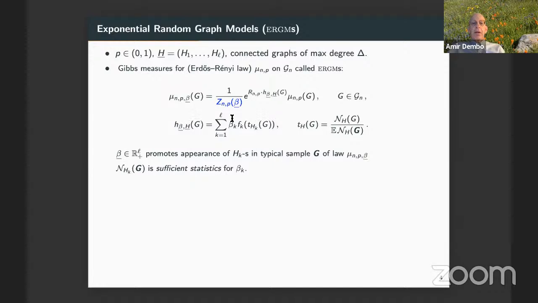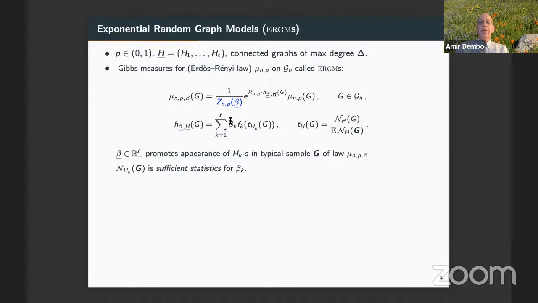The sign of the value of beta dictates whether we are trying to achieve more appearances of our copies or fewer appearances. That is like ferromagnetic and anti-ferromagnetic models in statistical physics. And we will be considering throughout the talk only the ferromagnetic case, that is, all our parameters beta_k will be non-negative, and that will be consistent with trying to look at the upper tail or maximizing the number of subgraph counts. The N_{H_k}(G), the count of the number of copies of H_k in G, is in such an exponential family as sufficient statistics for finding the parameter beta_k.